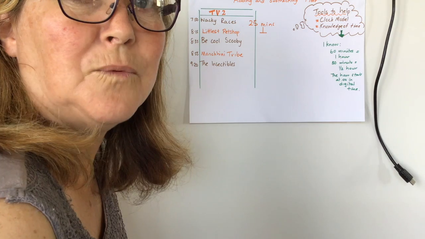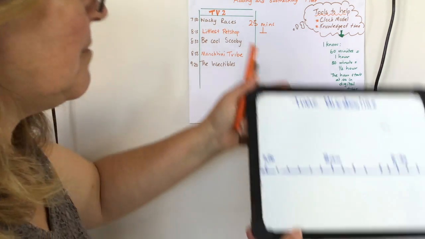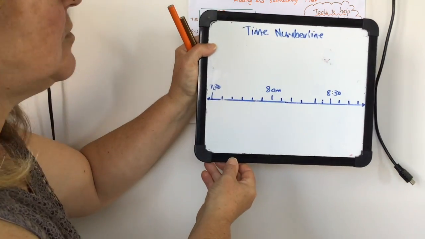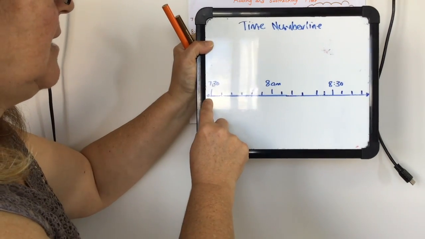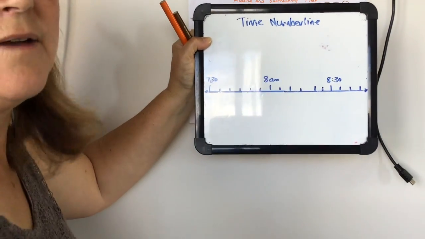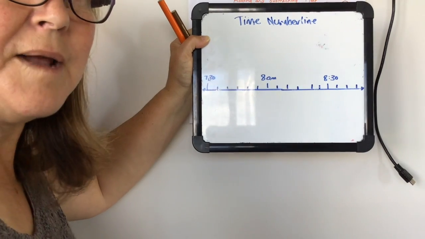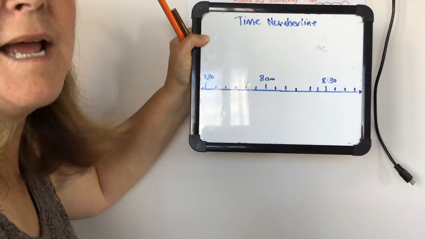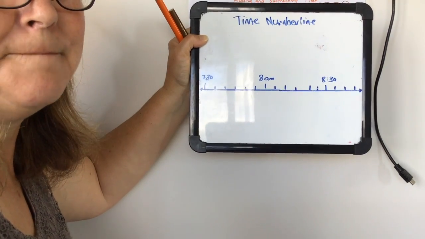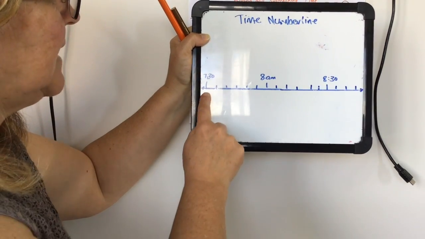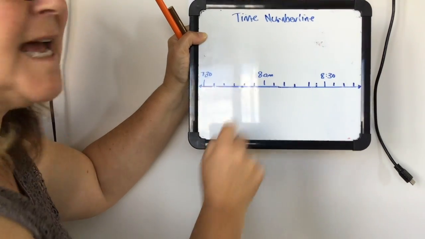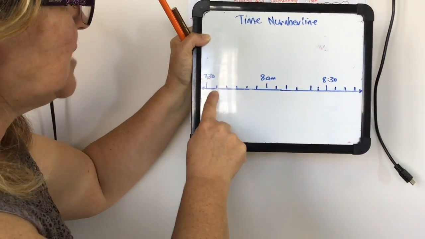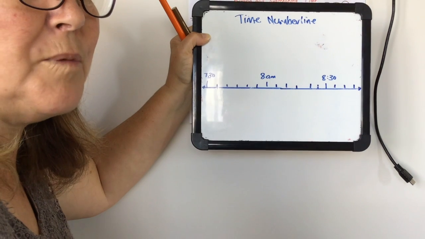Let's look at another way to work this out. Here I've got my number line. And if you look closely at the number line, I've started at 7:30 and I've gone to 8:30. Your number line can be as long as you like, as long as the little bits in between are the same amount of time passed. If you look closely, I can see 7:30 and 8 o'clock. What do you think the increments in between will be?